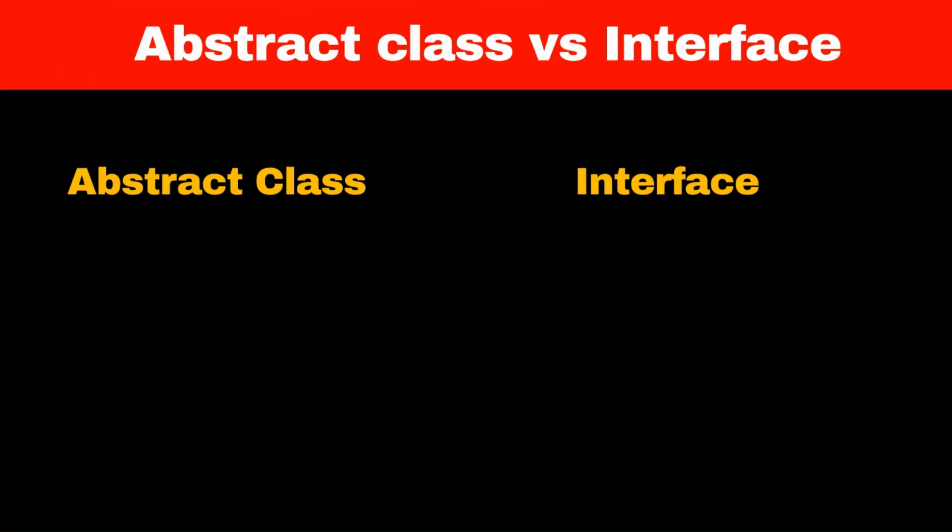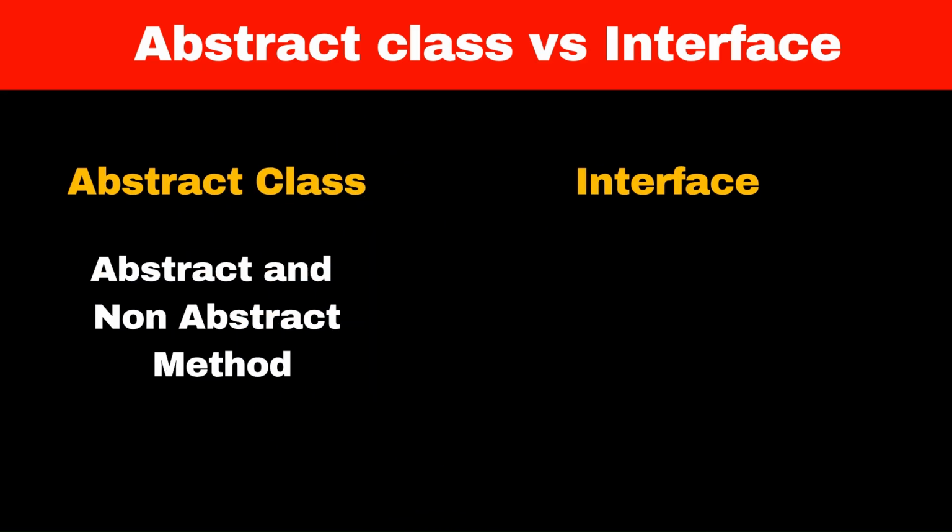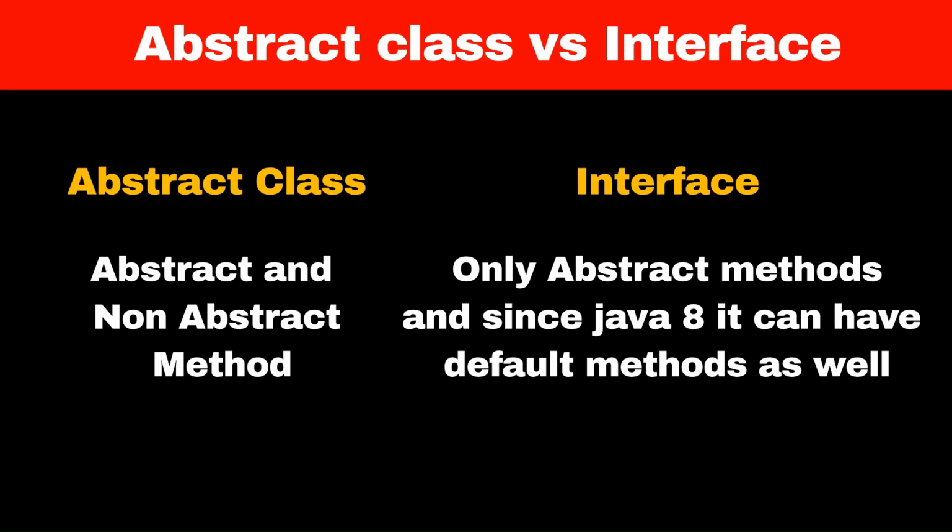So the only difference between interface and abstract class is that abstract class can have abstract as well as non-abstract methods, which means that there might be some methods which have a method definition. But interface can only have abstract methods. This property of interface makes it suitable for implementing multiple inheritance.